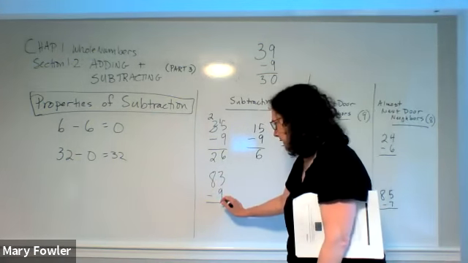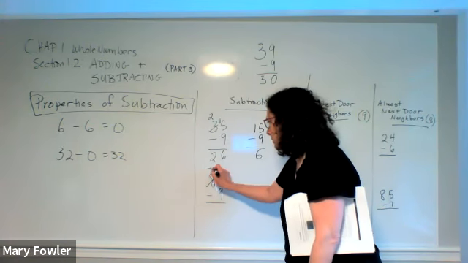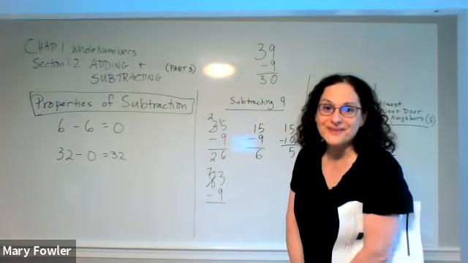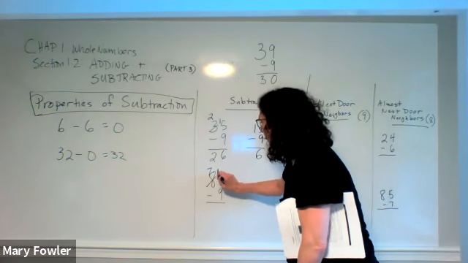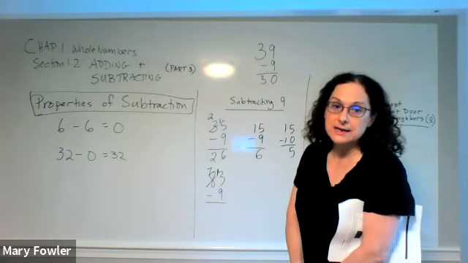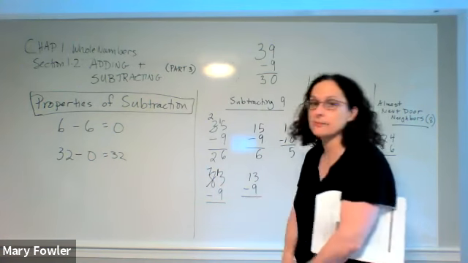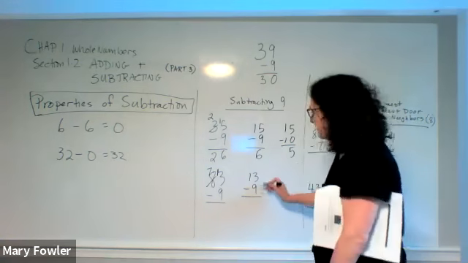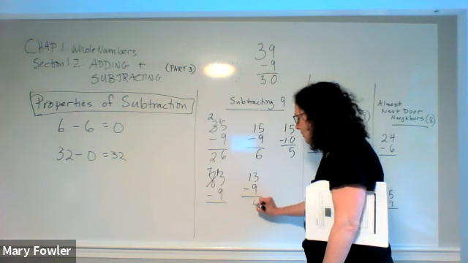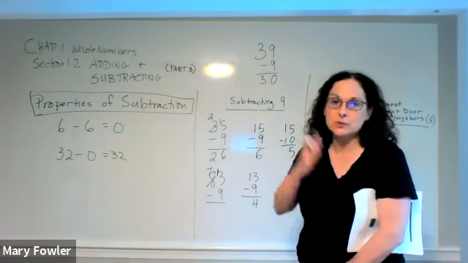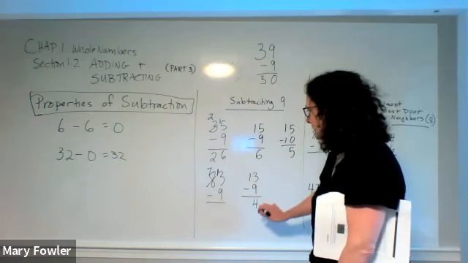So 83 minus 9. I cannot take 9 from 3, so I am going to borrow 1 from the 8, and the 8 turns into a 7, and that comes over here, and the 3 becomes a 13. So my borrowing subtraction problem is 13 minus 9. The answer is going to be 4. So I see that the digit above the 9 is a 3. And so the answer just is to increase that digit by 1. All right, 13 minus 9 is 4.